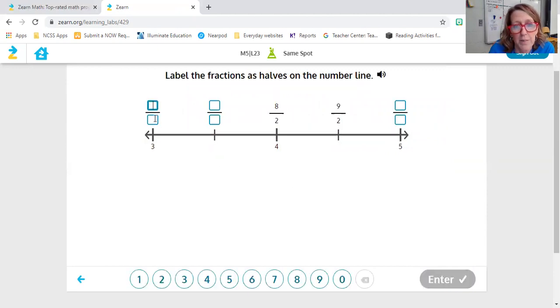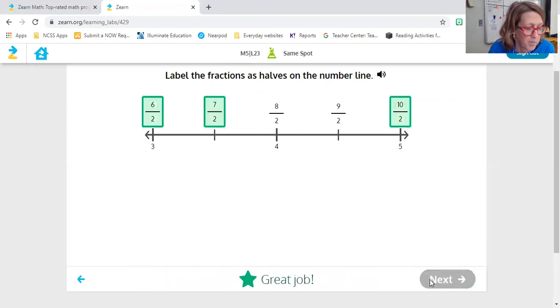Okay, so let's number them. Let's look down here. These are all going to stay 2 because we've divided everything into 2 pieces. If we have 8 and 9 right here, this one would be 10. If we go this way, this is 7, because remember it's a number line, so it stays in order. 6, 7, 8, 9, and 10.